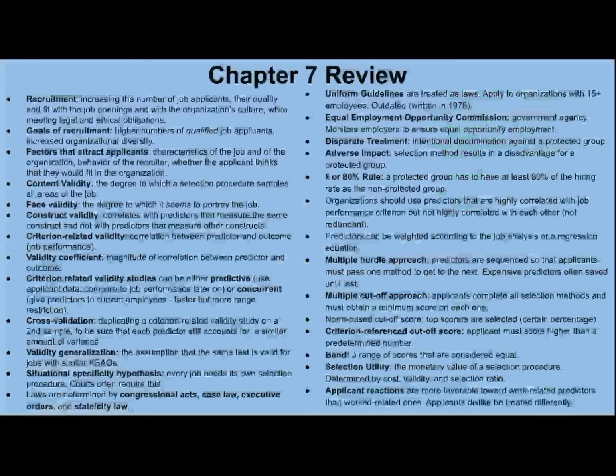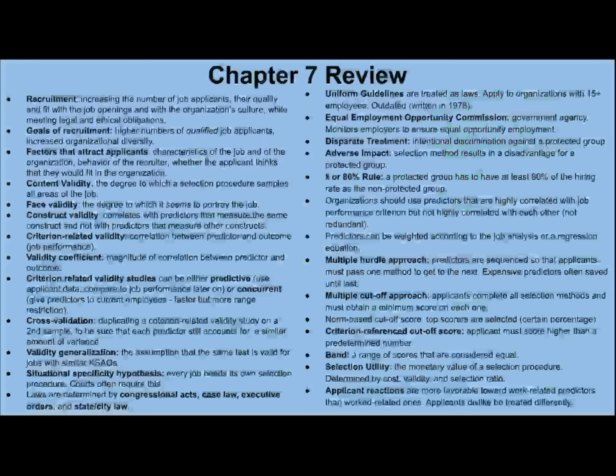Construct validity shows that your predictors correlate with similar predictors and don't correlate with dissimilar predictors. Criterion-related validity, which is the correlation between the predictor and the outcome. So the correlation between the selection method and job performance. The validity coefficient is the number that measures this correlation, your criterion-related validity. Criterion-related validity studies are done to prove criterion-related validity, to show that your selection methods are related to job performance.